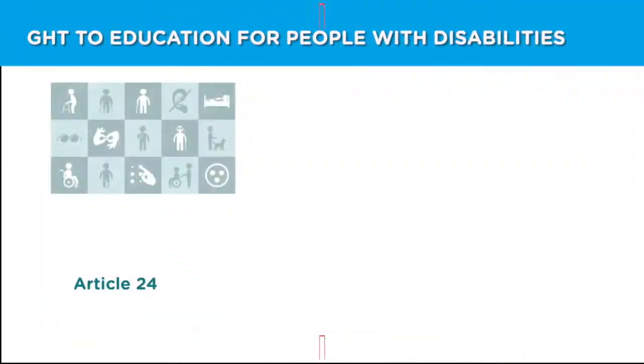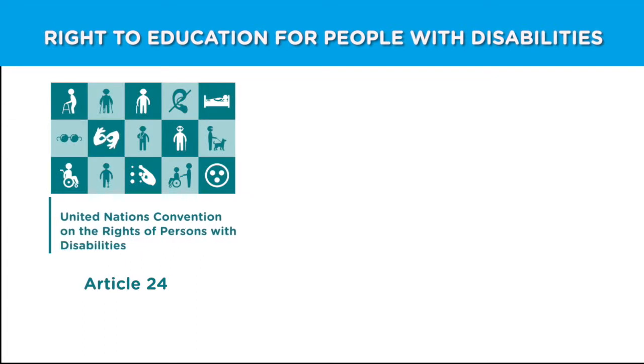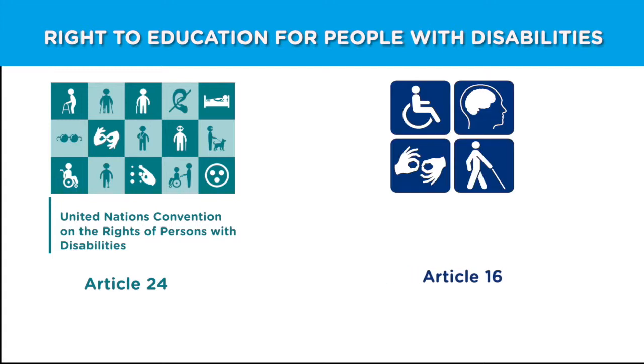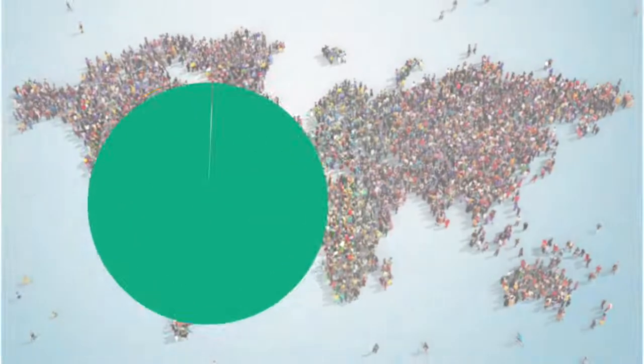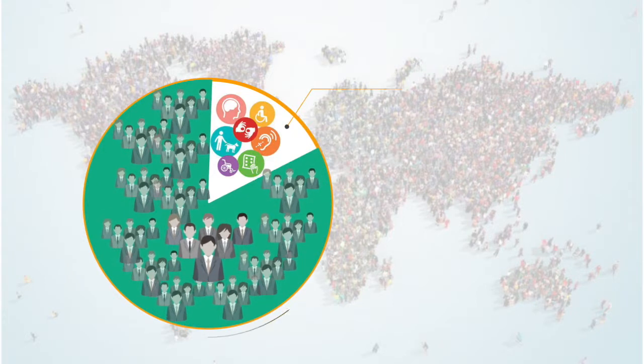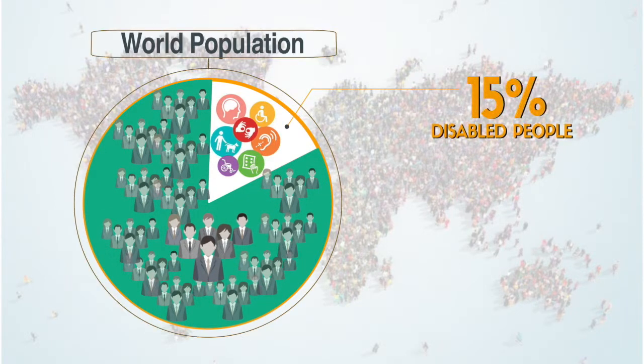This right is reiterated by Article 24 of the United Nations Convention on the Rights of Persons with Disabilities and Article 16 of the Protocol to the African Charter on Human and Peoples' Rights on the Rights of Persons with Disabilities in Africa. It is estimated that people with disabilities represent about 15% of the world's population.